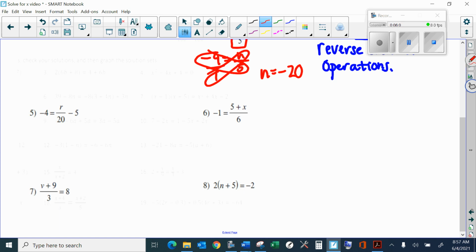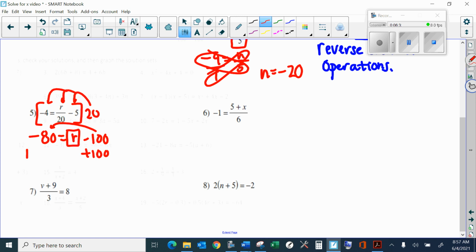Number 5. Again, if I want to get rid of the 20, I'm going to multiply all terms by 20, distribute the 20 through all three terms. So I have negative 80 equals 20 cancels the 20, so R, and then negative 5 times 20 is negative 100. R is positive, so it's staying right there. That means I'm going to move the negative 100 across by adding 100.